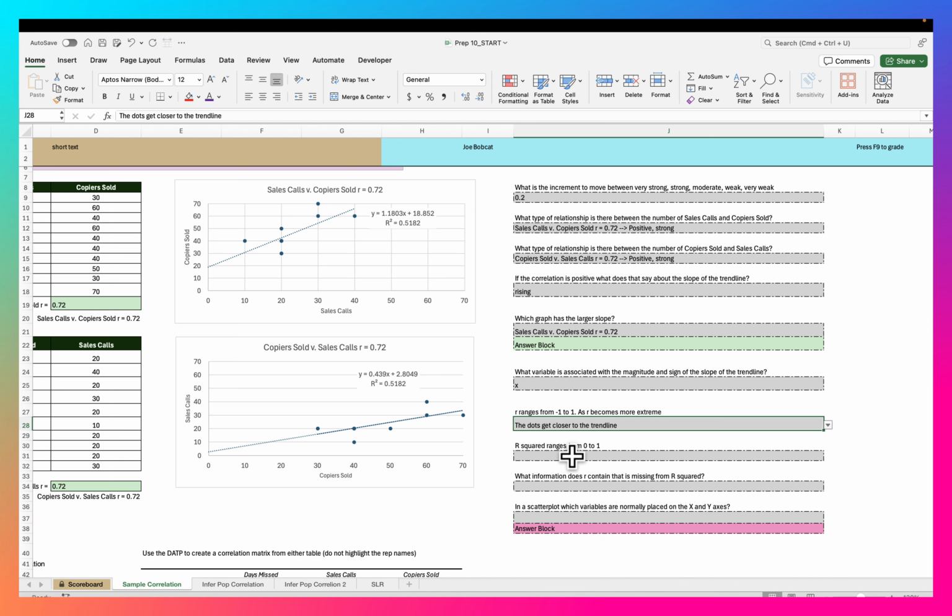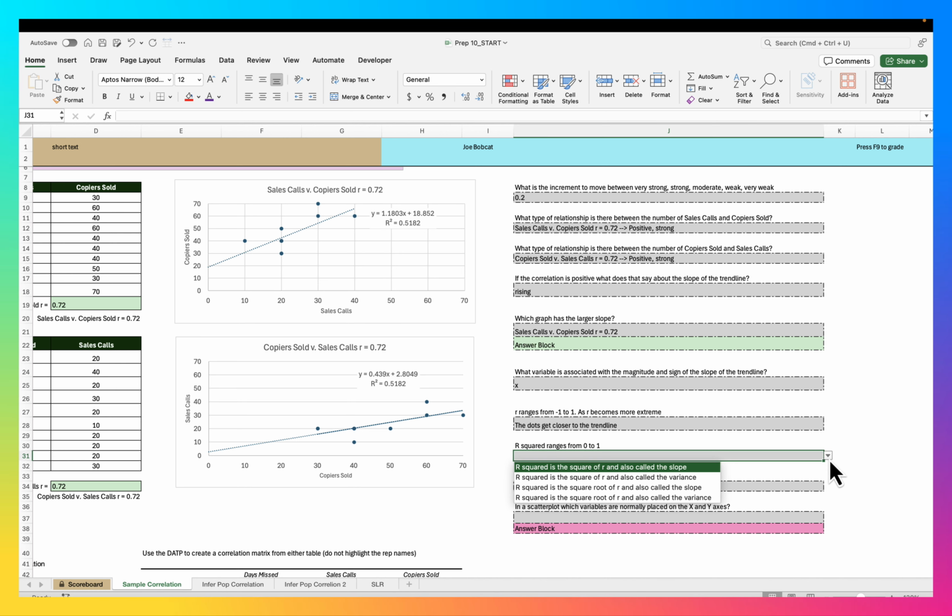R squared ranges from 0 to 1. So what's R squared? There's R squared. It's sitting right here on both graphs. And basically, Excel throws those in for free when we add the trend line equation. And so what is R squared? Well, it's actually this 0.72 squared. You can see it there, and you can see it there. And it has a special name in statistics. So if R is the correlation, then R squared is what's called the variance. So it's the square of R and also called the variance.